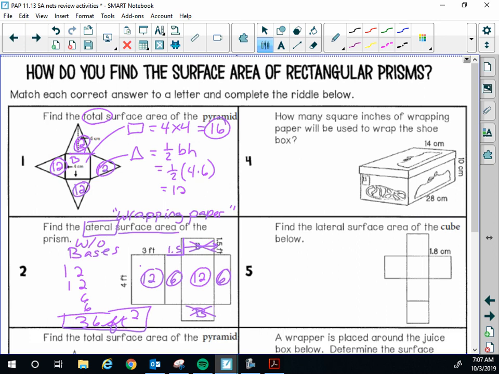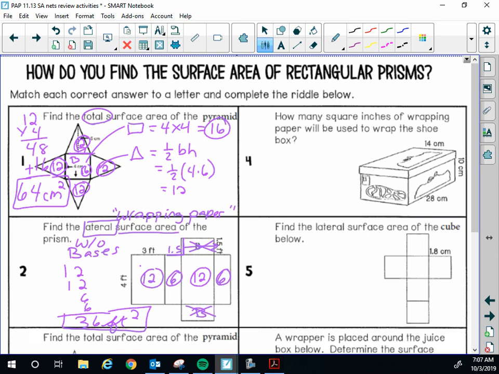And then you already know that the base was 16. So to get the total surface area, you would need 4 12s, which is 48. And then also add your base of 16. And you get a total of 64 square centimeters. And that's how you do a pyramid.